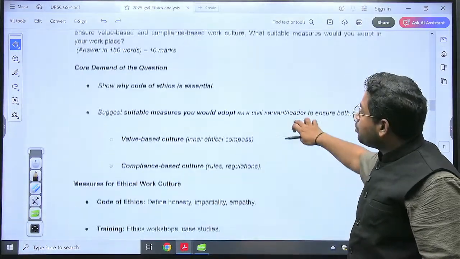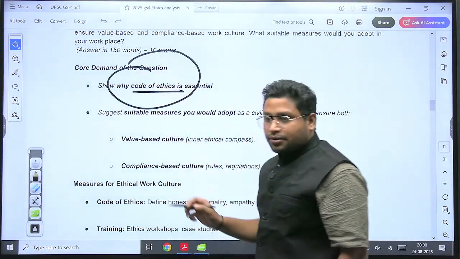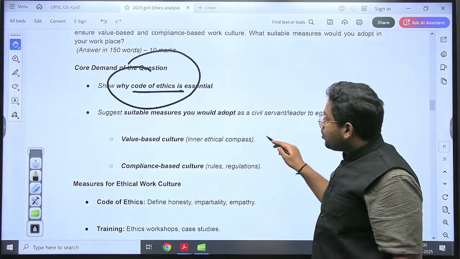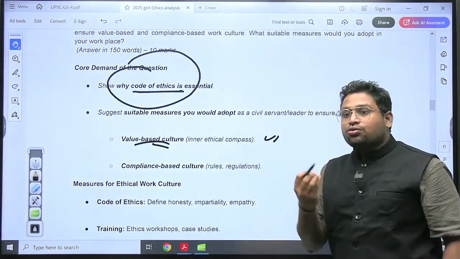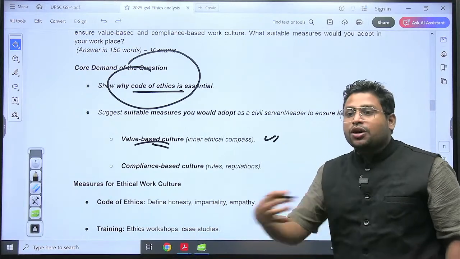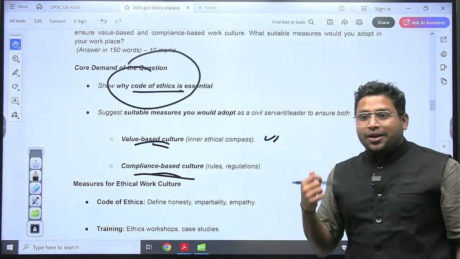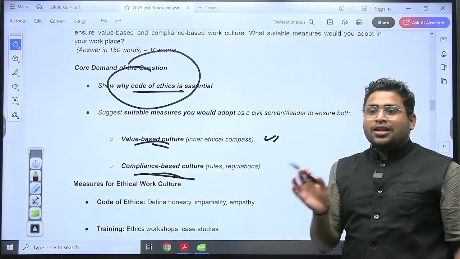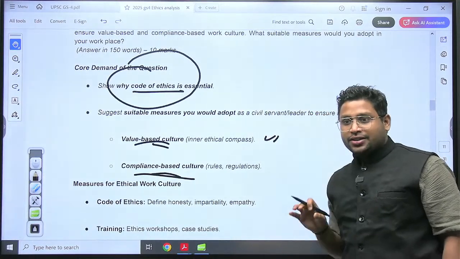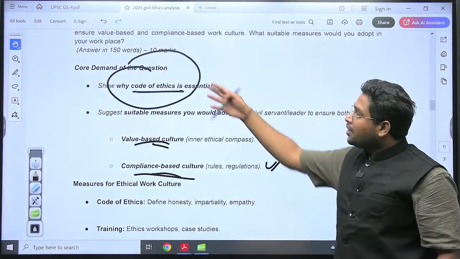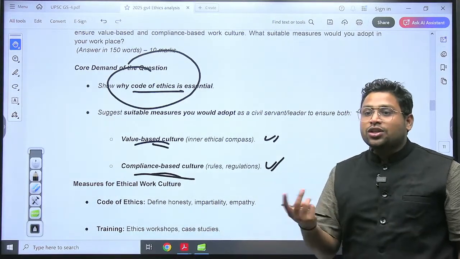Simply they are expecting you to answer what is this code of ethics, why do we need it, how it will be beneficial for this value-based culture, right? That values will be important in that workplace, right? And compliance-based. There are some rules, but as we said, only rules are nothing. Like in the earlier question, that laws can't decide anything, the morality decides everything. Here in this case, it's the code of ethics that will ensure the compliance, that you adhere to these rules.